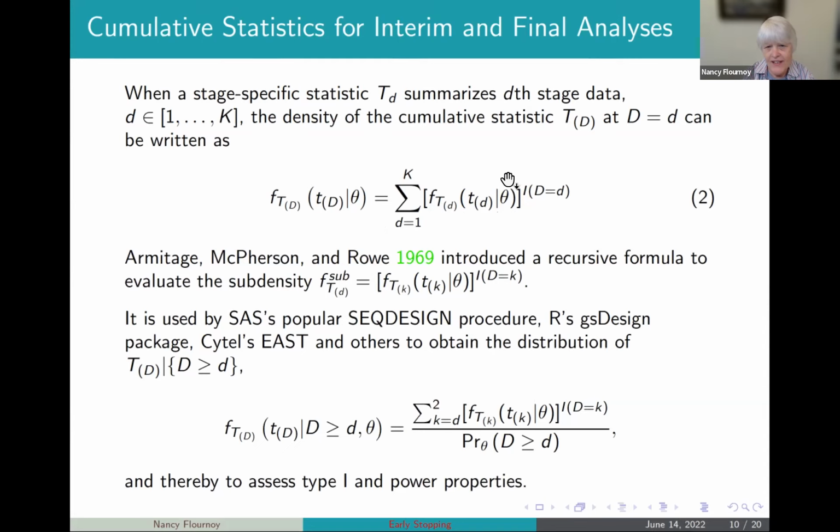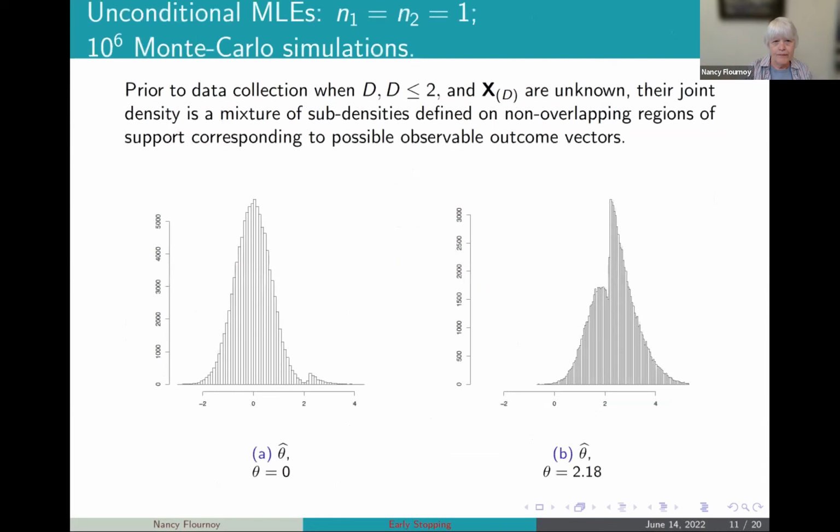This piece in the middle was recognized a long time ago and is used in all the popular software for calculating type 1 error and power. So this piece of the puzzle has been around for a long time, and our contribution is to point out that one can embed it in the proper probability space. One can use it for calculating a lot of things besides type 1 error and power.